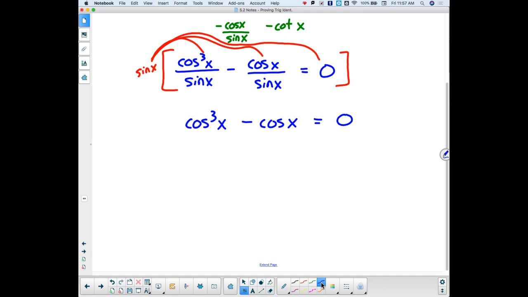Now what? No, not subtract the cosine. What would you do next? Factor out what? A cosine, yep. Okay, so if I factor out a cosine, that leaves me with cosine squared minus 1.